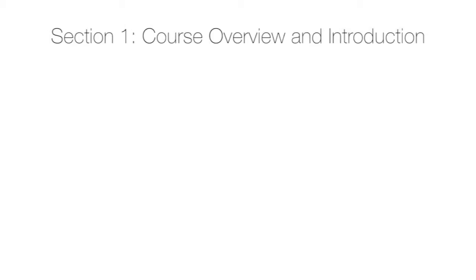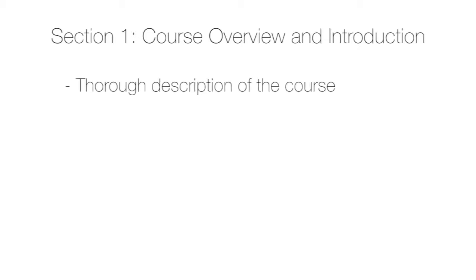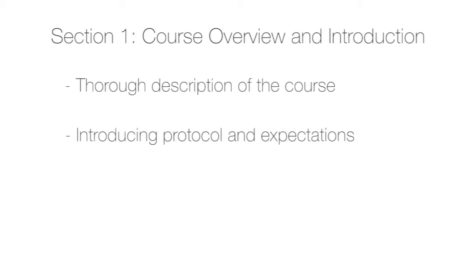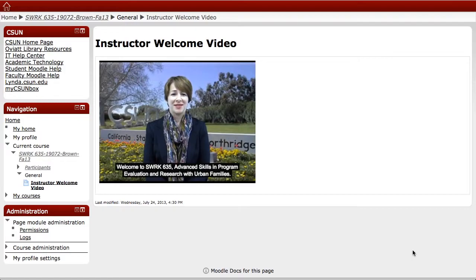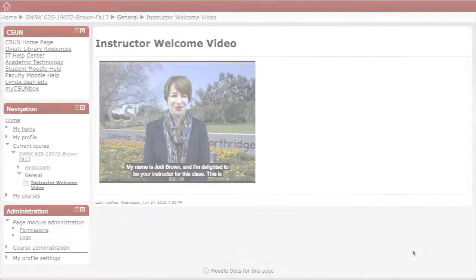Section 1 of the COLT is the course overview and introduction, where the whole idea is that the instructor is giving a thorough description of the course and introducing students to the protocol and expectations of the course. What I do is the instructor welcome video, where I give the students a chance to see my face again, and I'm chatting about the class and what they can expect and what they should be planning to get out of it.